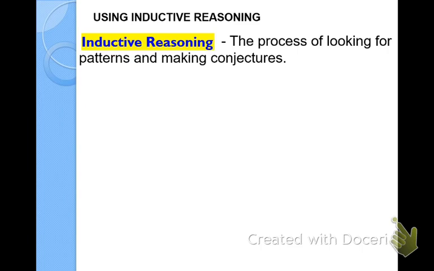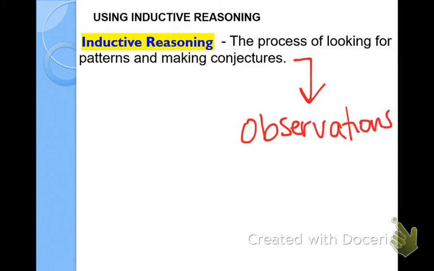Inductive reasoning. So you're going to fill this in. Inductive reasoning is the process of looking for patterns and making conjectures. The process of looking for patterns and making conjectures. You make observations. If you want to write this, it's an easy way: observations, and then it's also based on behavior. So in real life, it is based on observations and behavior.